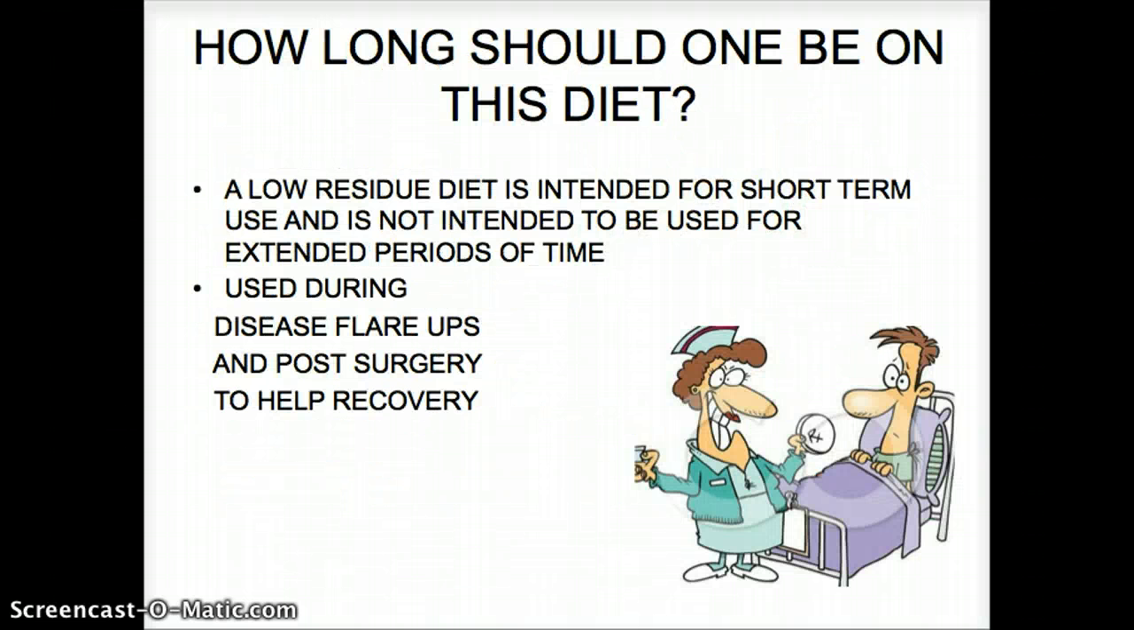How long should one be on this diet? A low residue diet is not intended to be used permanently, and it is meant for short-term use. It's usually used during disease flare-ups and post-surgery to help recovery. And the reason it shouldn't be used for long-term is because it's not the healthiest diet. It does eliminate a lot of foods and a lot of healthy foods, and therefore it is just a short-term diet.